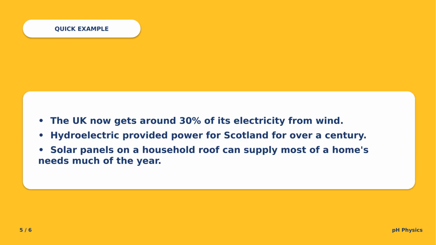Quick example, the UK now gets around 30% of its electricity from wind. Hydroelectric power provided power for Scotland for over a century. Solar panels on a household roof can supply most of a home's needs much of the year. The mix is what makes the grid resilient.